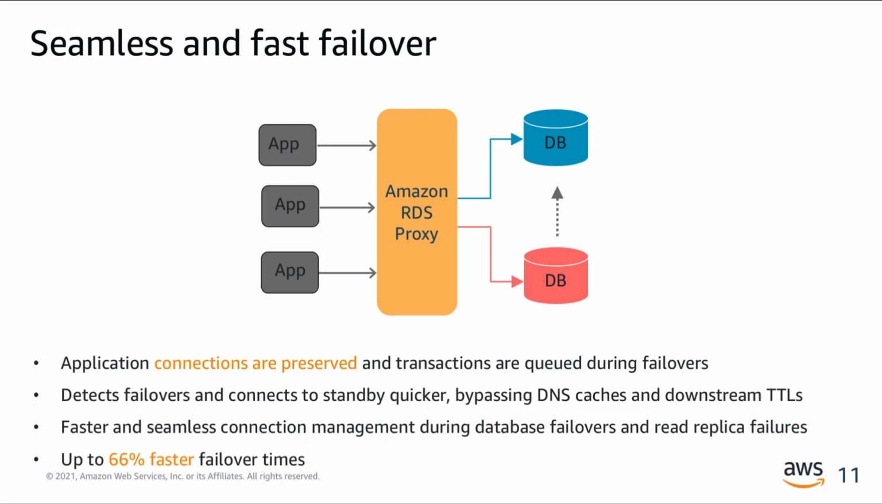With RDS Proxy directly connected to an Aurora instance, it's fully aware of the cluster topology. So whenever there's a change, it will quickly detect the change. Because of that, it provides up to 66% faster failovers.